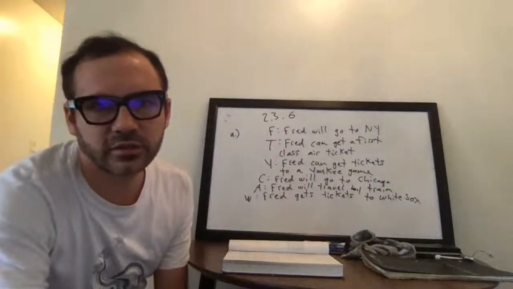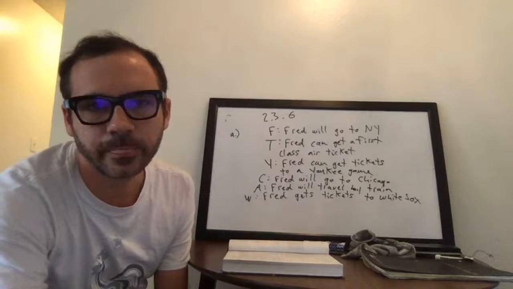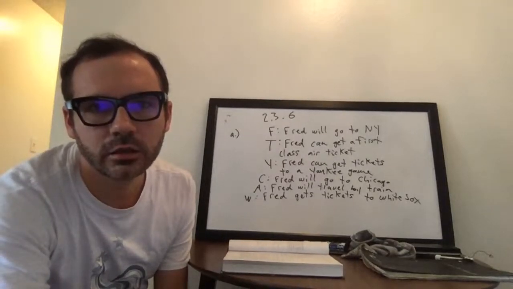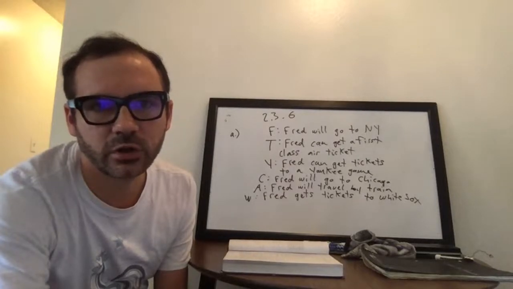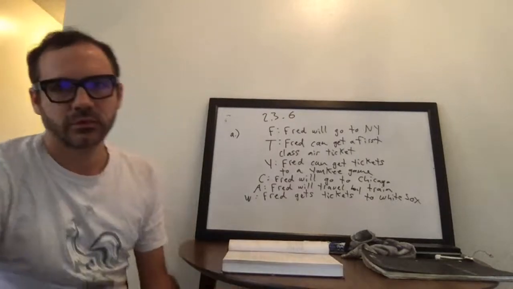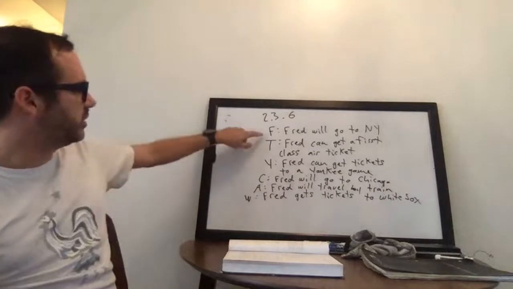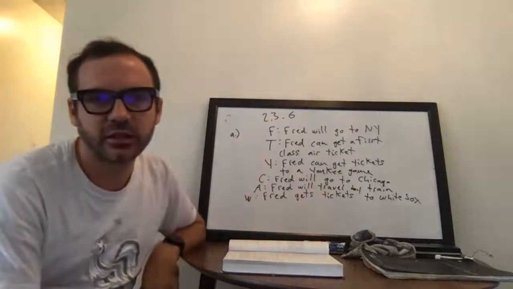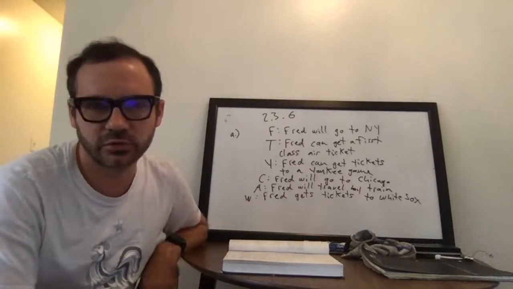Got tickets to the White Sox. That's our letter W. Okay, cool. So we have all of our letters now. So at this point, F, T, Y, C, A, W are going to be the letters used to translate the full argument into the logical equivalent of it.